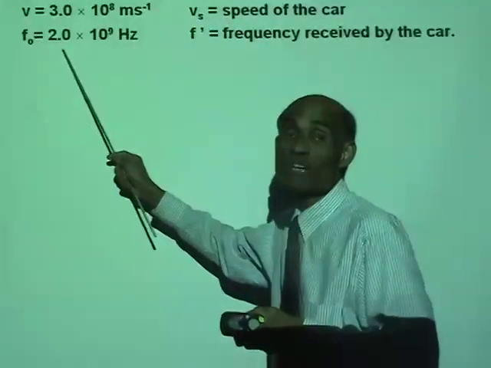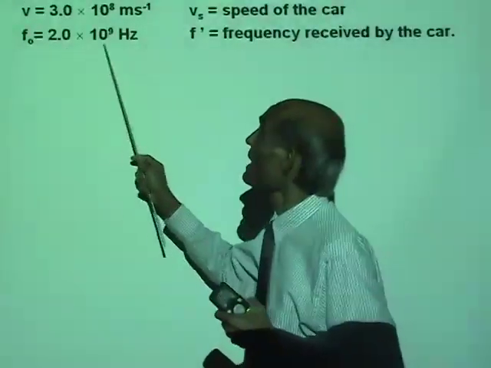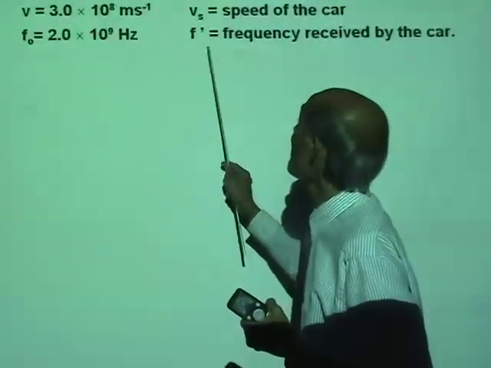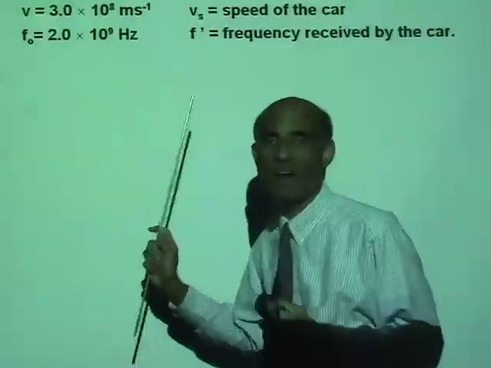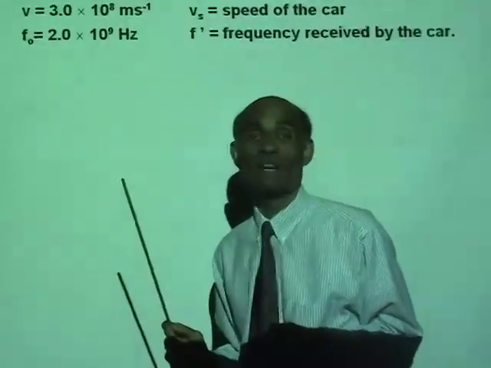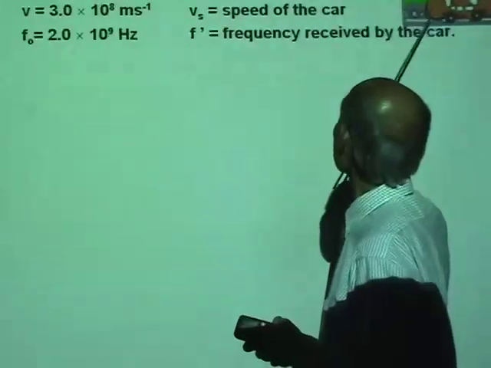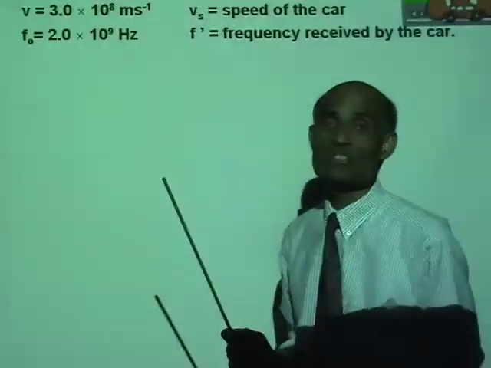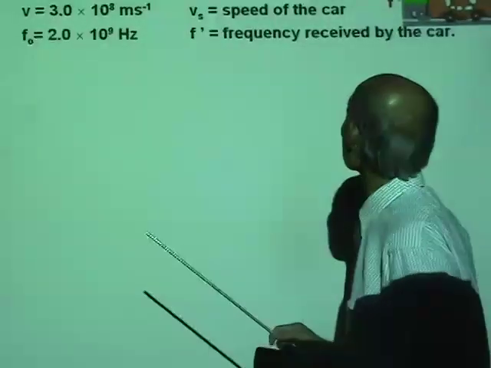The actual frequency of the radar is 2 times 10 to the 9 hertz. F prime is the frequency received by the car. Alright, let's first of all obtain an expression for F prime. Well, can you see the car moving away? It's on the corner of your screen. You may not be able to see this.